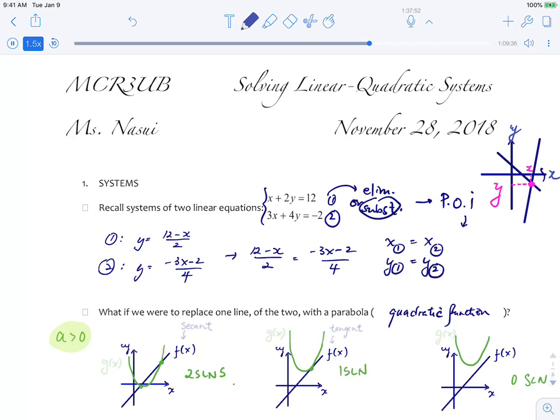And just a bit of terminology. In the first case, we call the line there, the f of x, a secant. So f of x here is a secant to the parabola. Secant means it meets at 2 points. And in the second case, when we have one solution, f of x is a tangent. Okay, it means it meets at just one point with the parabola.